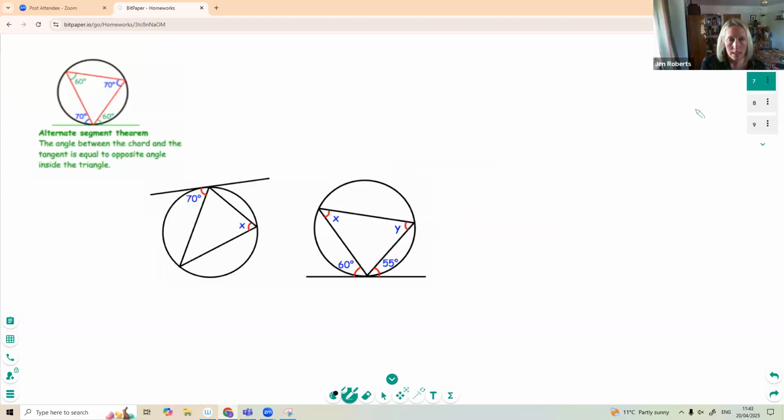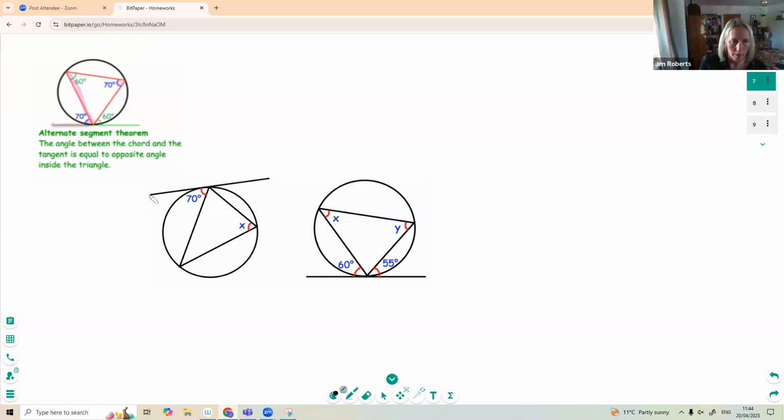So our last theorem, the alternate segment theorem. So if you have a tangent touching a triangle inside your circle, that angle here, so I usually use a highlighter, the tangent touches your triangle there. So this angle here is equal to the angle on the opposite side to that length on your triangle.